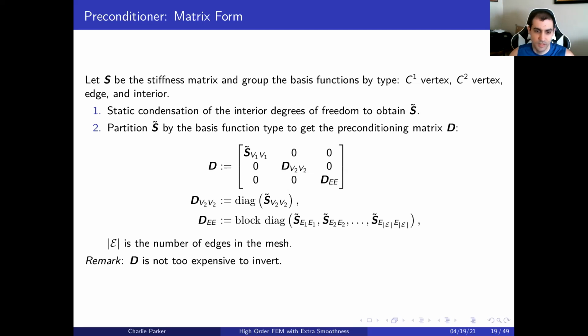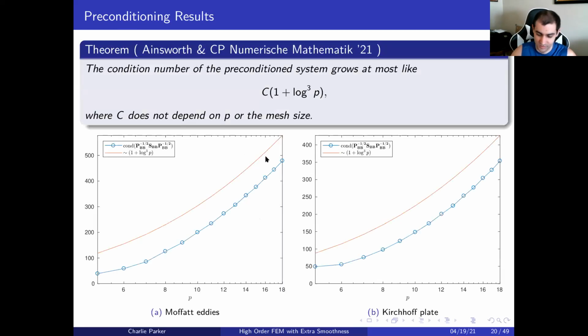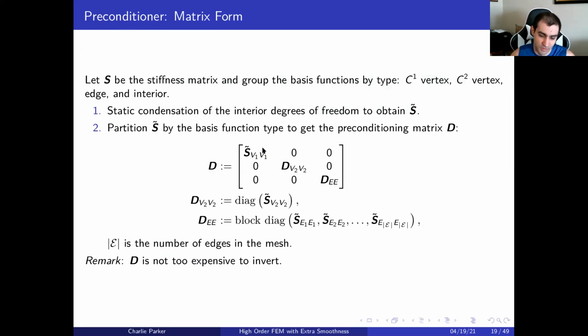And so the point here is that this matrix is not too expensive to invert. So yes, if you have a million elements, inverting this S block will become expensive. But then we can either develop or use existing preconditioners for the h-version finite element method on this block.